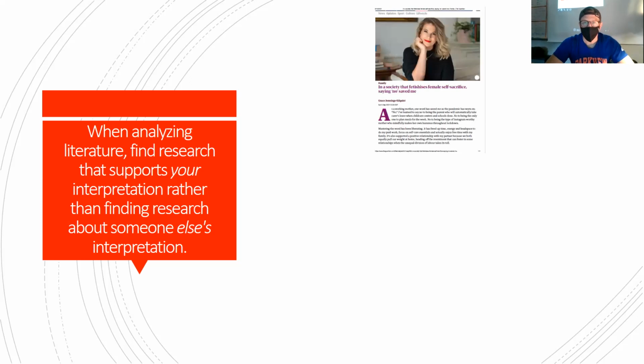So for example, in discussing "The Giving Tree," some of my students are taking the interpretation that the giving tree is about how male dominant society takes advantage of the empathetic nature of women. And so the boy represents this male dominant society and the tree represents women. Okay, so we could use this article right here. This article is from The Guardian. It's called "In a Society That Fetishizes Female Self-Sacrifice, Saying No, Save Me."